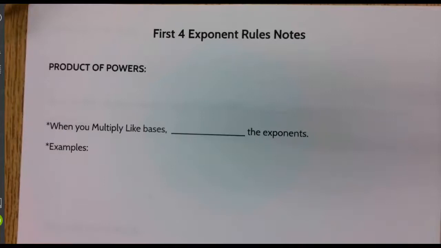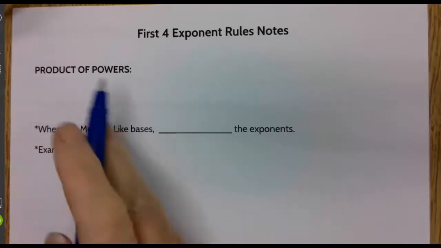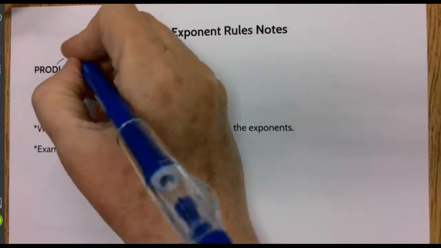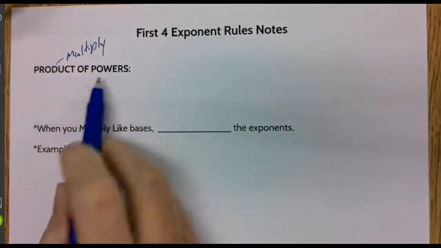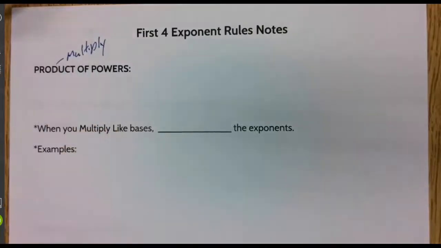We're just going to look at 4 rules for today. We're going to talk about the product of powers. Product, remember, means multiplication. After you multiply, you would get an answer, but that answer is because you did multiply. Okay, so let's see where some of these rules come from to begin with.